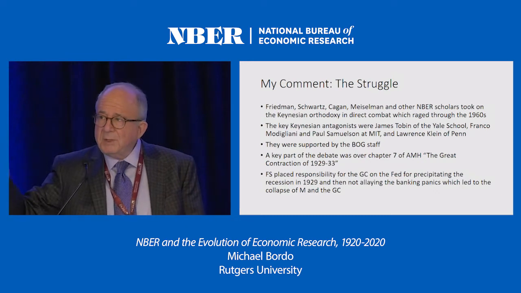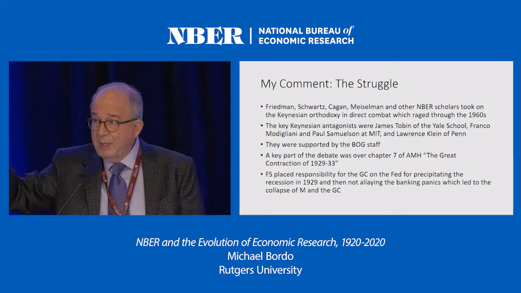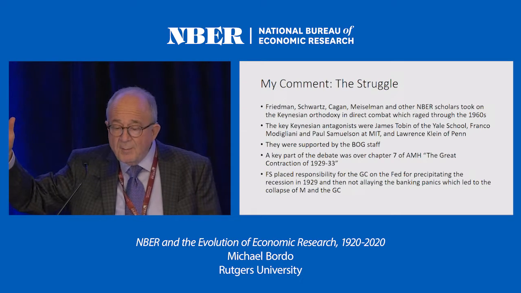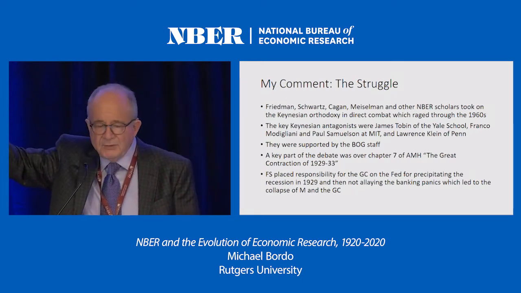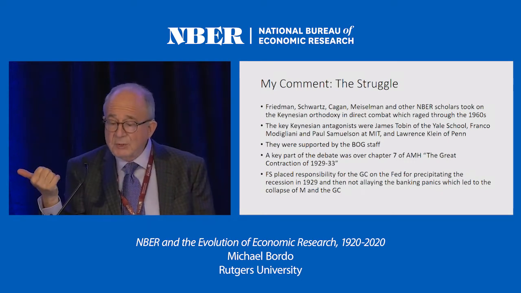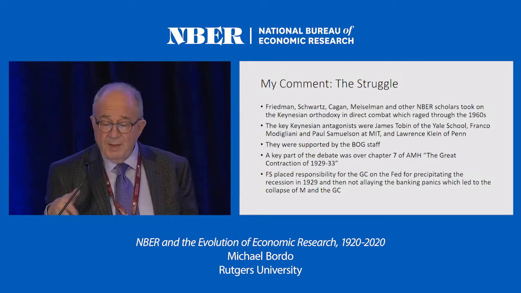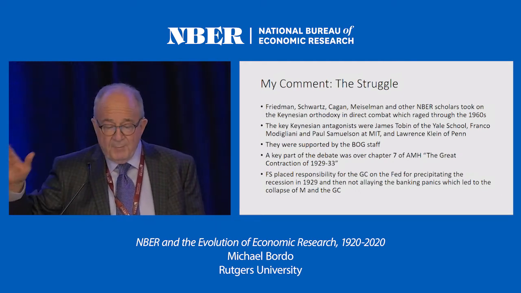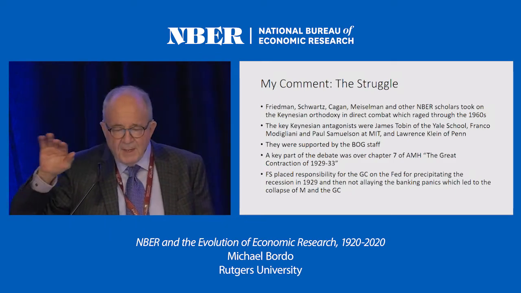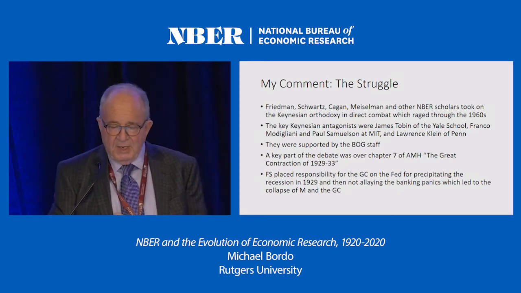And then Friedman, Schwartz, Phil Kagan, Meiselman, and other people who were mostly NBER scholars, they then took on the Keynesian orthodoxy in direct combat, and that raged through the 1960s. And the key Keynesian antagonists were James Tobin of the Yale School, Franco Modigliani and Paul Samuelson at MIT, and Lawrence Klein of Penn. And they had a strong influence on the staff at the Federal Reserve. Okay, so in a sense, Friedman were taking on the establishment.